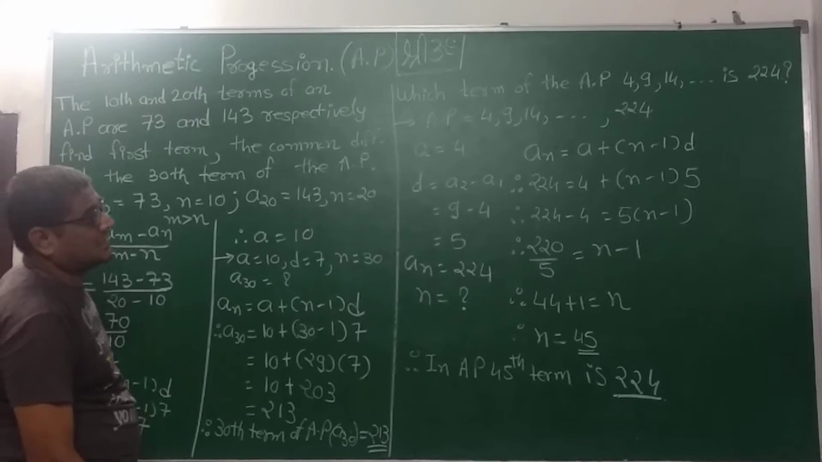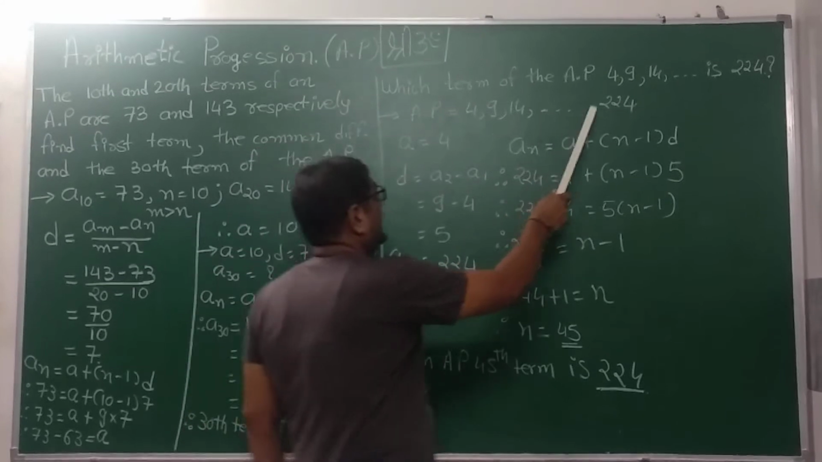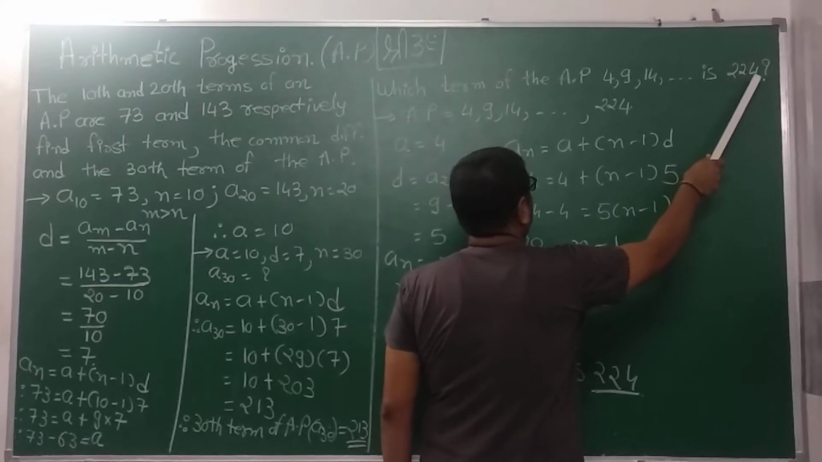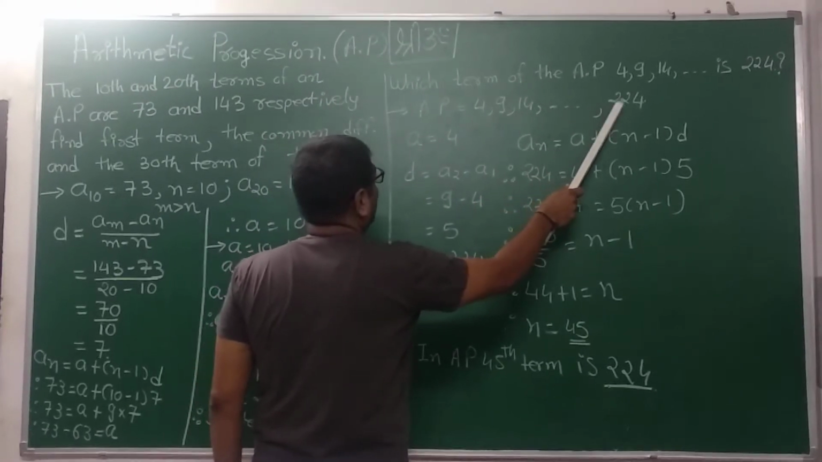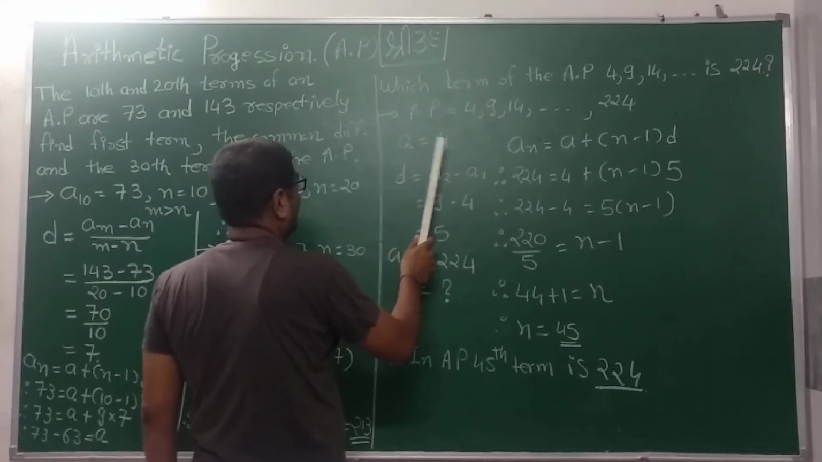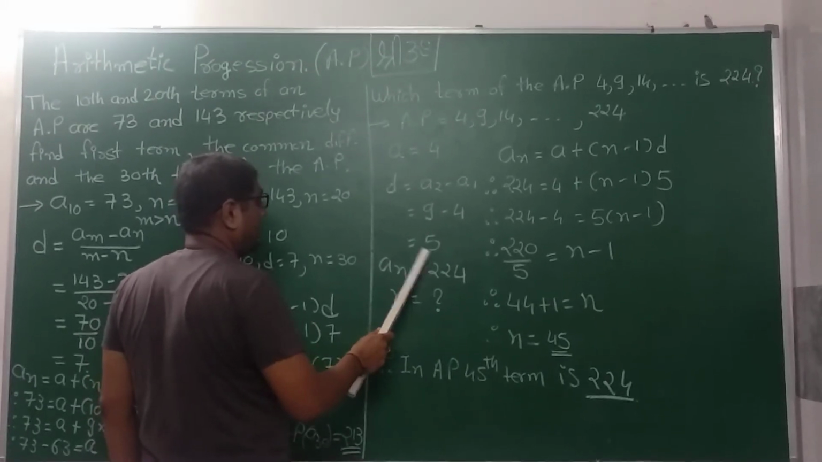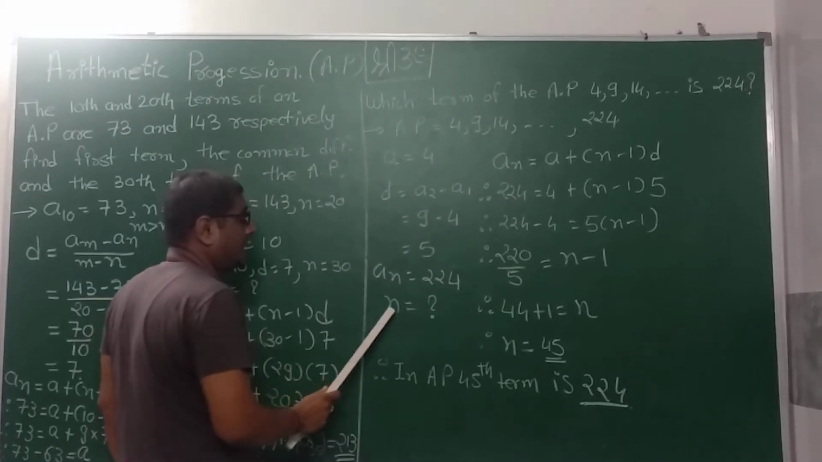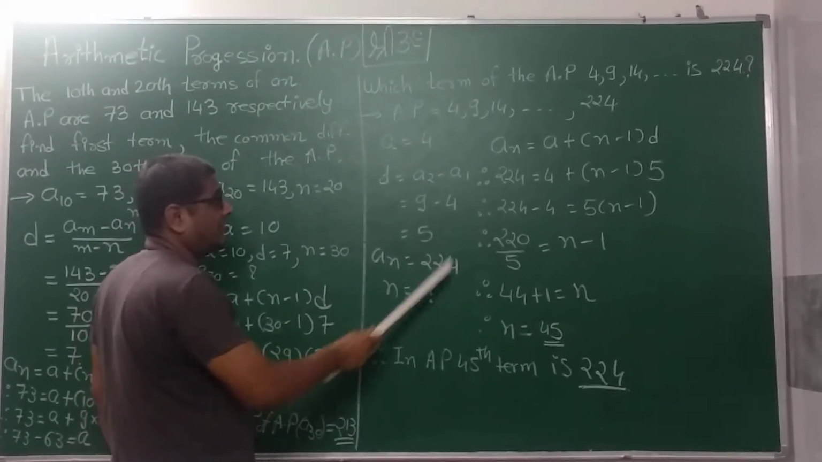213. Second question. Now sometimes the question will be asked: which term of an AP, that is 4, 9, 14, is 224. So here the AP is 4, 9, 14 up to so on 224. So according to condition, first term, that is a, is equal to 4. Common difference, that is d, is equal to a2 minus a1 is equal to 9 minus 4 is equal to 5. Here an is equal to, that is last term, is equal to 224, and n is equal to question mark. So out of 4 variables, 3 variables are given, formula is ready.